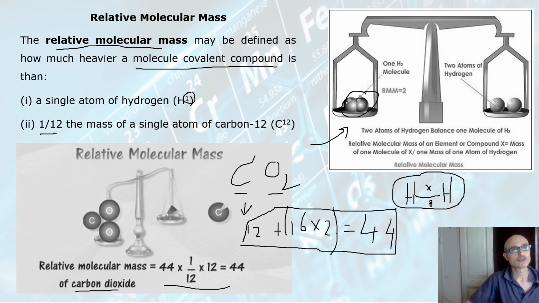So if I had to imagine I had an atomic balance, if on the one side I had a single hydrogen molecule, it would be perfectly level with two hydrogen atoms, because a hydrogen molecule has an RMM of 2, and each hydrogen atom has an RAM equal to 1. Let's now move on to our next slide.